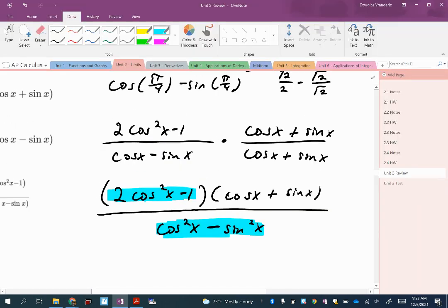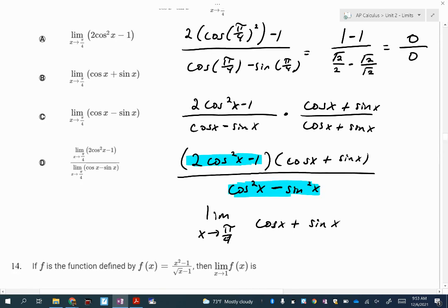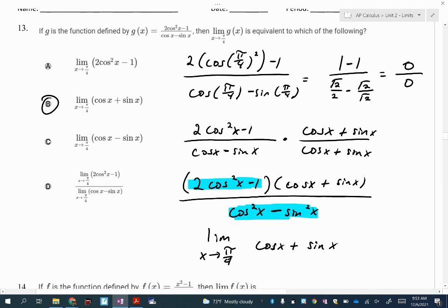All right, so I can actually cross those out because they're the same, and I'm left with the limit as x approaches pi over 4 of cosine of x plus the sine of x. So that's going to be equal to letter B. Key takeaway from this is not necessarily like you need to stress about the trig, although you will have the formula sheet if you need it. The key thing is to focus on that idea that you can always multiply the conjugate, and that might help you kind of figure out what to do with your limit.